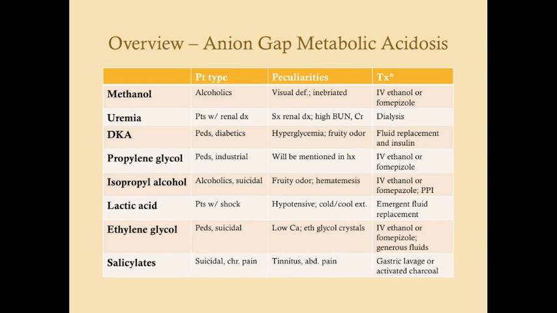Salicylates you'll see in suicidal patients or in patients with chronic pain who just happen to take too much. The peculiarities here are going to be tinnitus and abdominal pain, and the treatment is going to be gastric lavage or activated charcoal. The reason I put a star up here is because I put fluid replacement or IV fluids in a lot of these, but in general, you're going to want to start IV fluids in all of these patients, but particularly in the ones that I noted. And that is the end of metabolic acidosis.